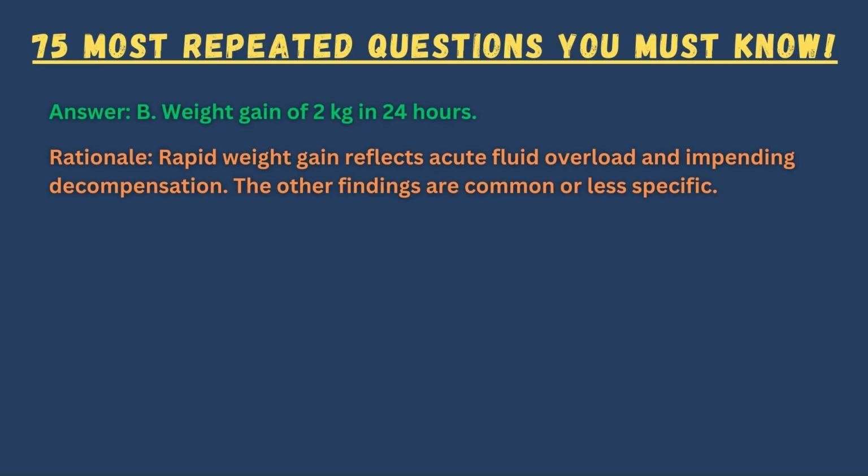Answer. B. Weight gain of 2 kilograms in 24 hours. Rationale. Rapid weight gain reflects acute fluid overload and impending decompensation. The other findings are common or less specific.